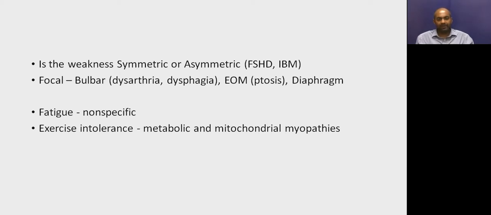Patients can present with isolated dysarthria or dysphagia. They can present with extraocular movement involvement, like ptosis. Then, very rarely, patients can present with isolated diaphragmatic weakness alone. So that's the negative symptom of weakness.